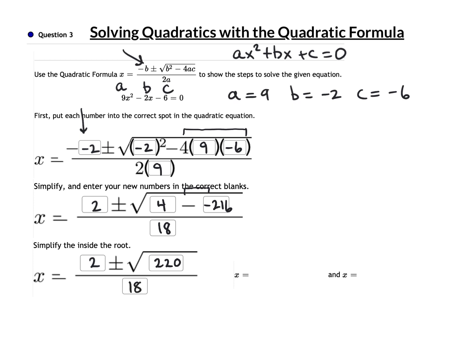Now I know 4 divides into 220. Let's try that. 220 divided by 4 is 55. That looks like what it is. I'm going to make 220 4 times 55. This will simplify then to x equals 2 plus or minus the square root of 4 times 55. The square root of 4 is 2. That goes in front of the root. Left underneath the root will still be the 55, all over 18.